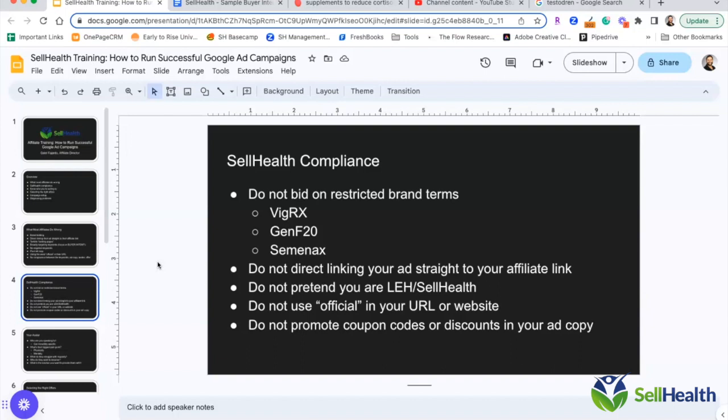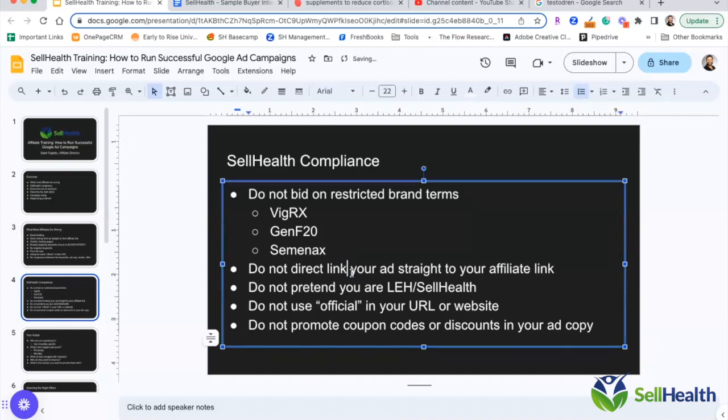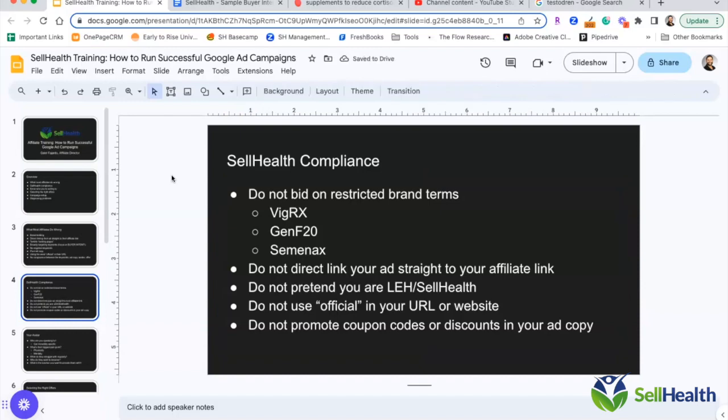Do not direct link. Do not direct link your ad straight to your affiliate link. Don't do that. You've got to have a landing page. Do not pretend that you are Leading Edge Health or Sell Health. Do not pretend that you are us. That will get your account shut down. Not only that, you'll spend all this money on ads, you'll earn these commissions, and you won't get paid out on them, which really stinks. Don't use the word official in your URL or your website. And do not promote coupon codes or discounts in your ad copy. Those are the basics of Sell Health compliance.